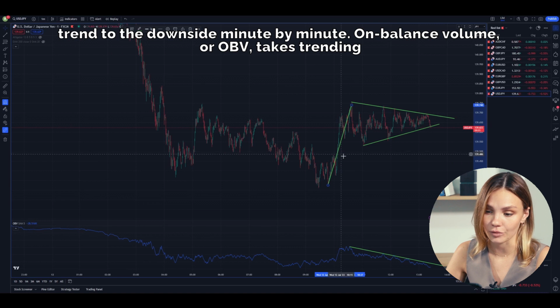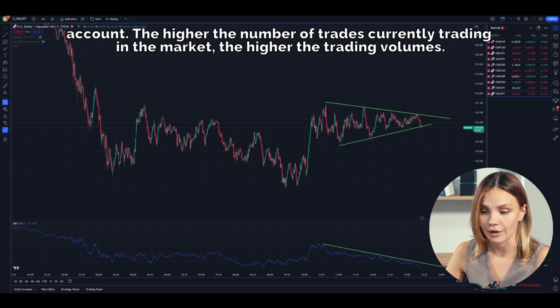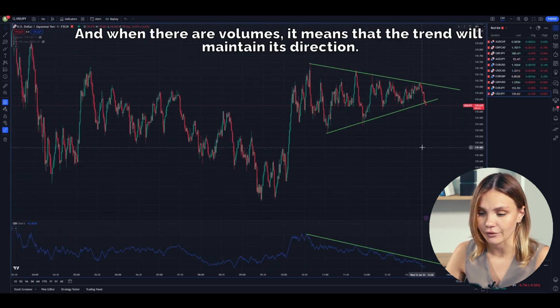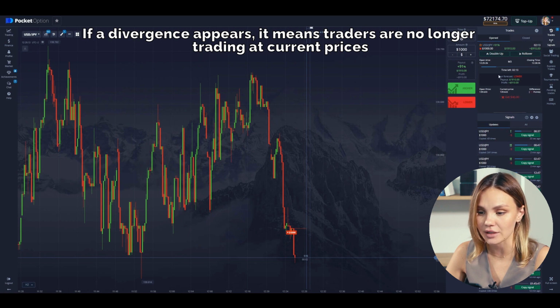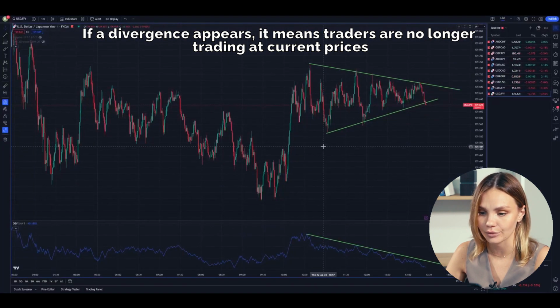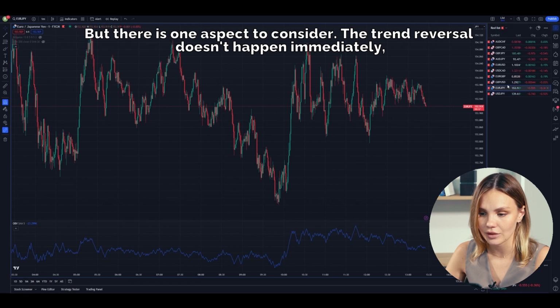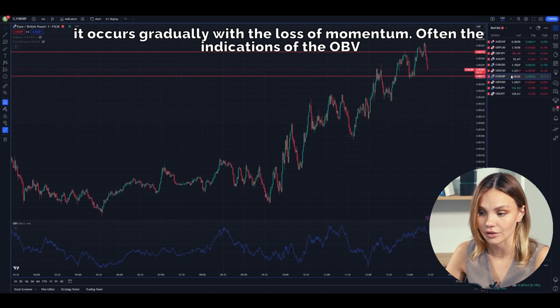Unbalanced volume, or OBV, takes trending volumes into account. The higher the number of trades currently trading in the market, the higher the trading volumes. And when there are volumes, it means that the trend will maintain its direction. If a divergence appears, it means traders are no longer trading at current prices and the trend breaks. The market first loses momentum and then reverses. But there is one aspect to consider. The trend reversal doesn't happen immediately, it occurs gradually with the loss of momentum.